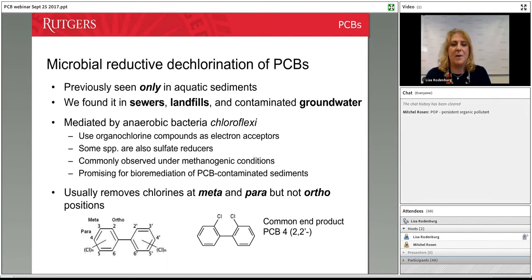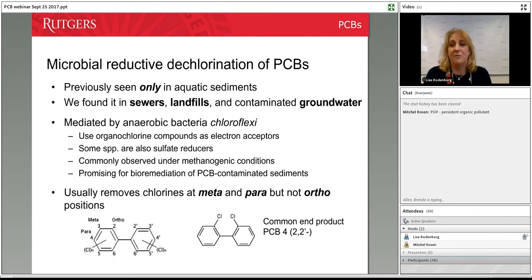And usually the bacteria that do this, I won't bore you with all the different species names, for some reason, they can remove the chlorines on the outer part of the ring, the meta and para positions, if you're looking at that figure on the lower left. Those outer positions, they can remove those chlorines, but for some reason, they can't get into the inner locations, the 2 and 6 positions in the ortho position. And because of that, you get some very characteristic end products, like the molecule that's drawn there on the right.